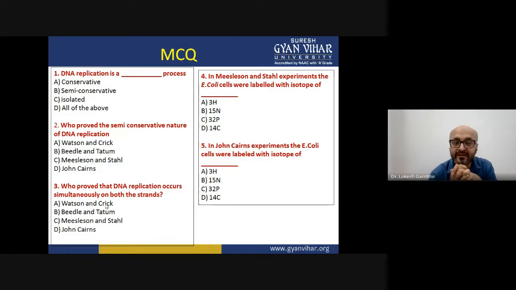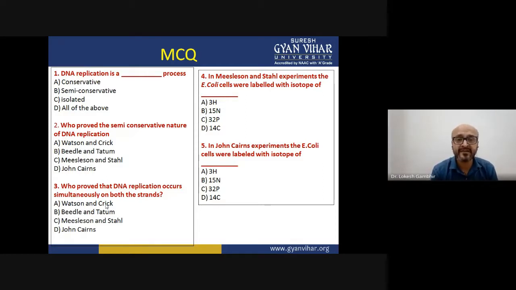Was it Meselson and Stahl? Was it Watson and Crick who gave the structure of DNA? Or was it John Cairns who worked on the prokaryotic model, who defined that yes, the replication fork is there, who actually coined the term replication fork? Now, who proved that DNA replication can occur simultaneously on both the strands? It is not happening on only one strand. Out of these four, that remains to be answered. That is your job after reading this. If you have the curiosity to check who did this, then you should be able to get it.